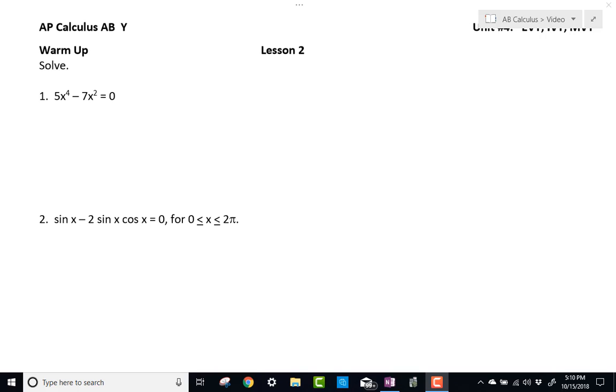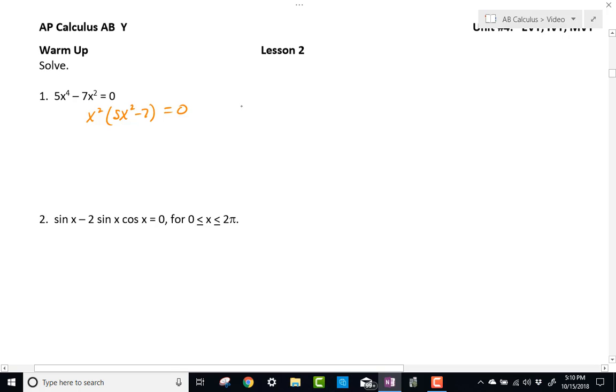Alright, so here we are in Unit 4 with Lesson 2. We're going to start with a warm-up by solving some equations here. Number 1, I'm going to factor out a common factor of x squared. So I have x squared times 5x squared minus 7. Set that equal to 0.